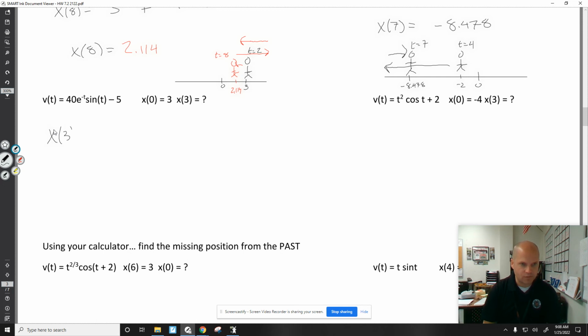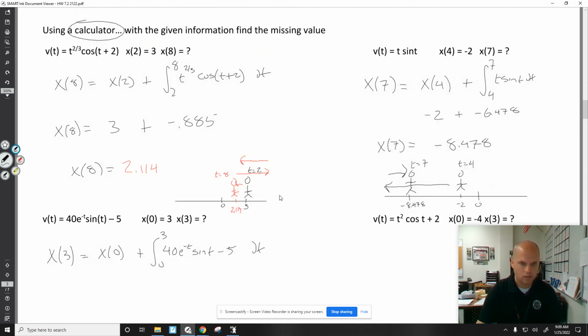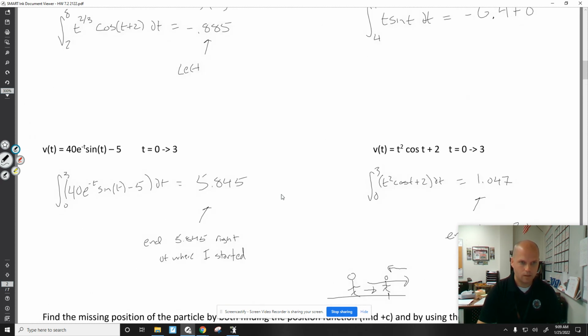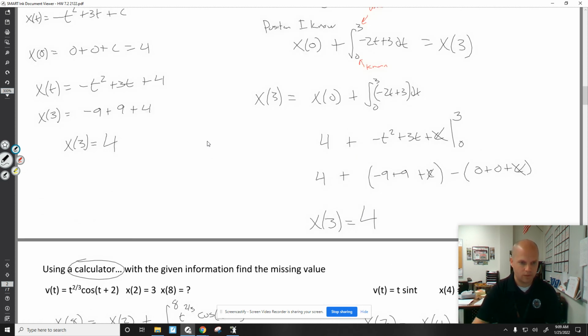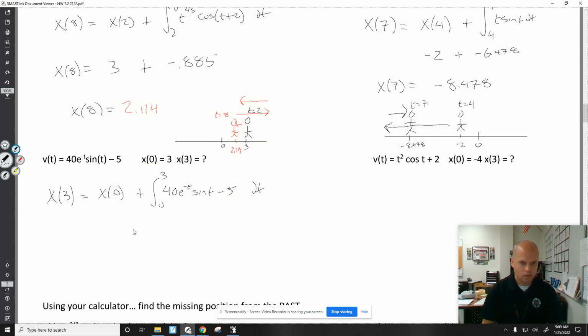All right, what's x of 3? I have x of 0. I have the displacement, which my calculator will use to find. I already calculated it, but I'll do it again. It's easier to do this calculation. It's 5.845, but I'll do it exactly. So I started at a position of 3. I've displaced 5.845. I'll end up at 8.845.